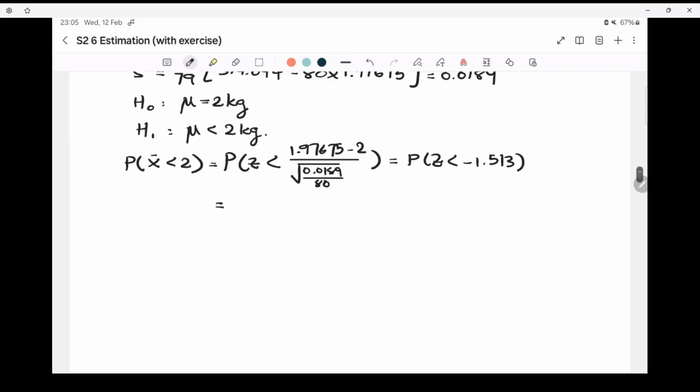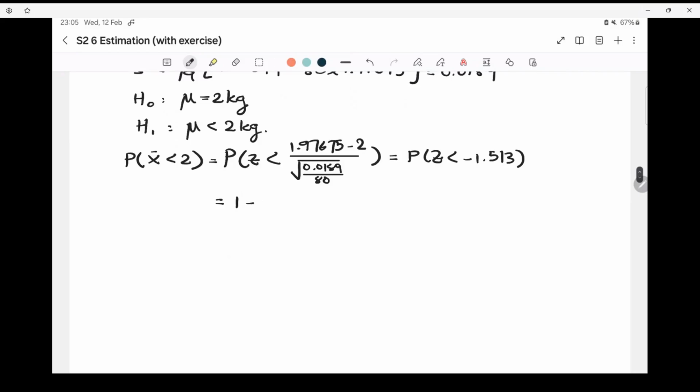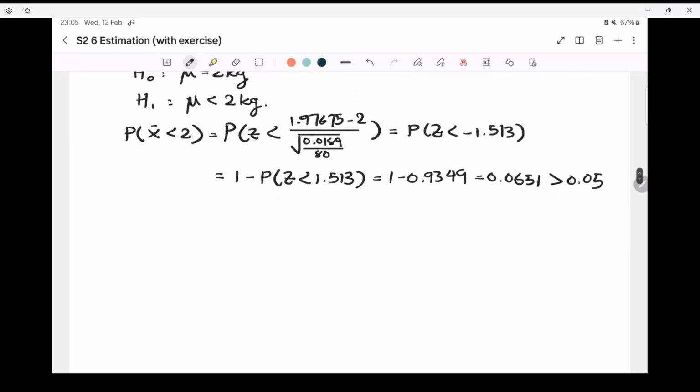You need to read from the table. So this is 1 minus P(Z smaller than 1.513). In the end, this is 1 minus 0.9349, or 0.0651, which is greater than the 5% significance level. Therefore, your answer should be to accept H naught, since there's no reason for you to reject it.